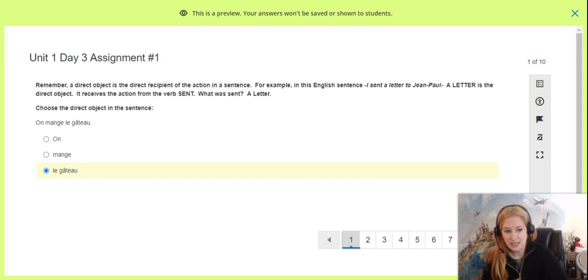So this first sentence is asking us to choose the direct object. On mange le gâteau, that means one eats the cake. The direct object is the recipient of the action in the sentence. So what's the action? Eat. What is being eaten? The cake, le gâteau. So le gâteau is our direct object.